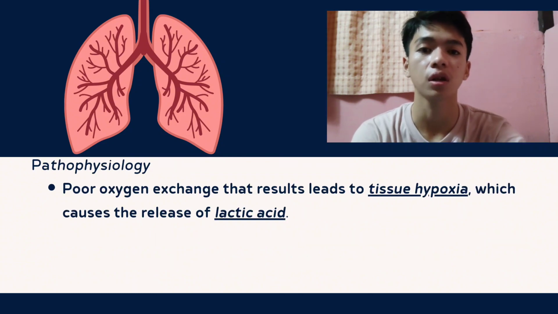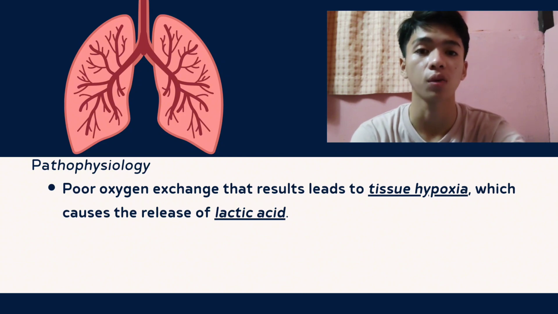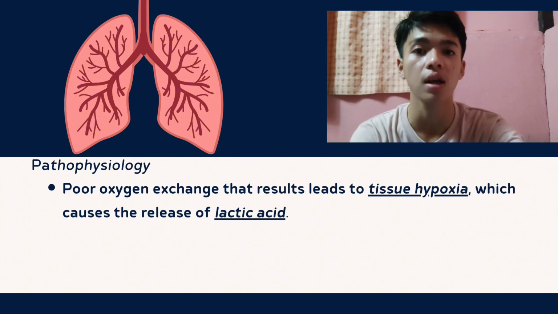In the pathophysiology, the poor oxygen exchange that results leads to tissue hypoxia, which causes the release of lactic acid. This, combined with the increasing carbon dioxide level resulting from the formation of the hyaline membrane on the alveolar surface, leads to severe acidosis. When we say acidosis, it is when our pH level decreases below the normal value, which causes us to feel extremely weak and drowsy, and may feel confused and increasingly nauseated. In severe cases, heart problems may develop and blood pressure can fall, leading to shock, coma, or death.